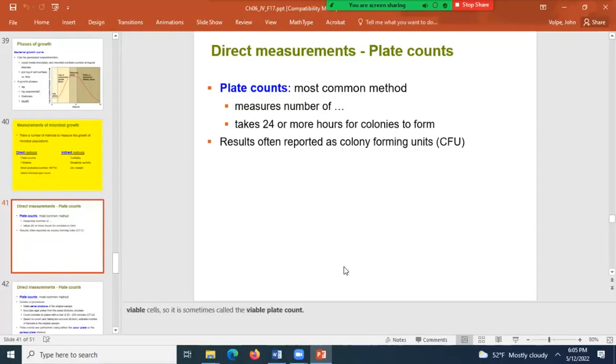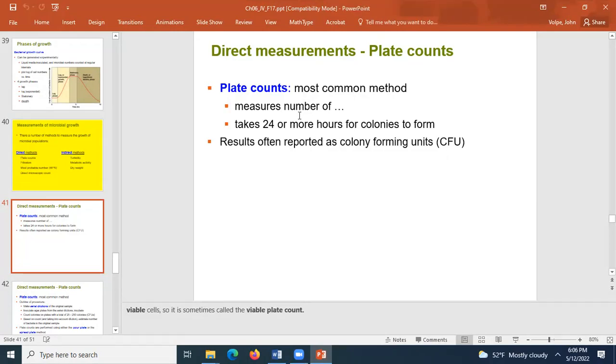The plate count is the most common method used in microbiology to get an estimate of the counts. And it's also the only way to get a viable plate count, meaning a viable count of the cells, separating the viable cells from the dead cells. So this measures the number of viable cells by counting colonies. And to get a colony to grow, you have to have a viable cell.